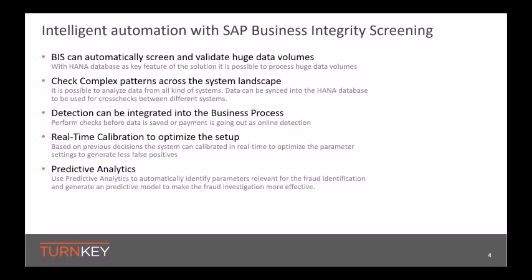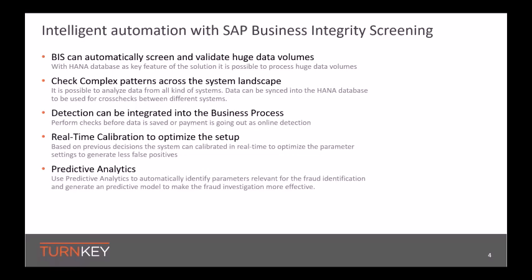So let's have a look at business integrity screening. SAP Business Integrity Screening, previously also called fraud management, is a nice tool that you can use to screen a huge amount of data. We have the HANA database underneath it, which has a lot of capabilities to work with huge amounts of data.